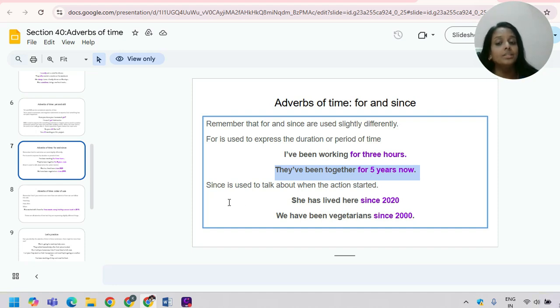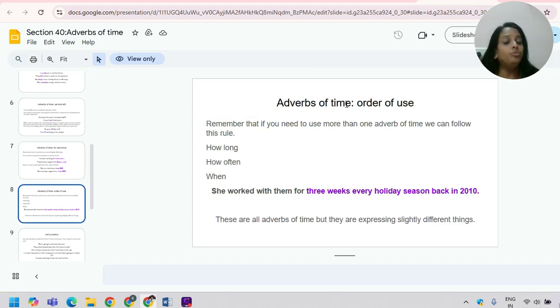Whereas the word since is used to talk about when the action started. So from when onwards. She has lived here since 2020. We have been vegetarians since 2000. Got it?